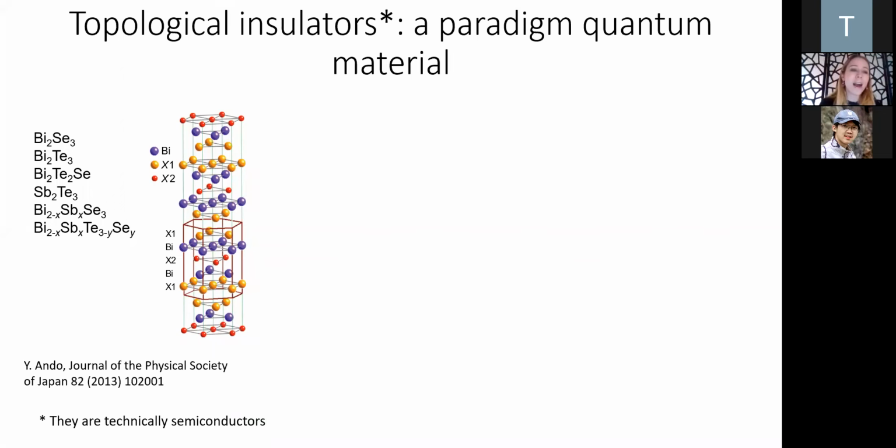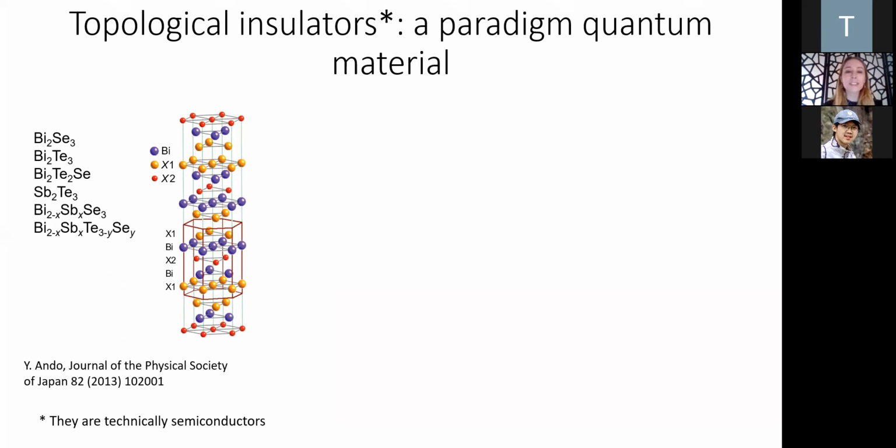Most of them that have been discovered, at least three-dimensional ones, have sort of this general crystal structure. They are materials such as bismuth-2 selenium-3, bismuth-2 tellurium-3. So they have heavy atoms, so bismuth or antimony, typically, and then they have some chalcogen, selenium or tellurium, sometimes sulfur. So these materials sort of gained popularity in a new field about 12 or 13 years ago.